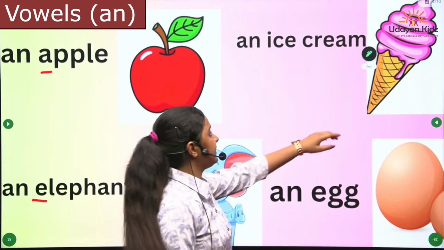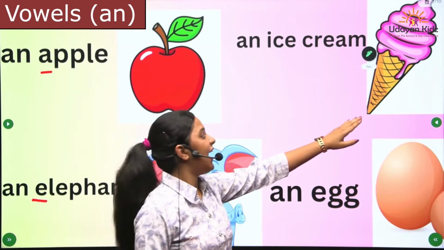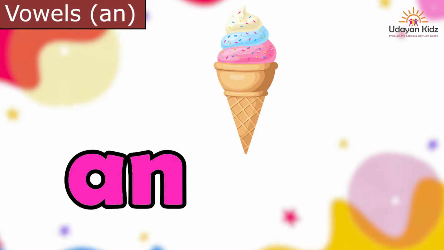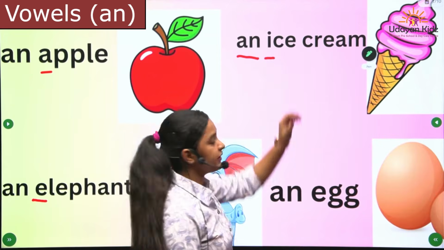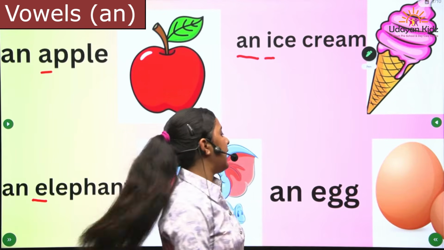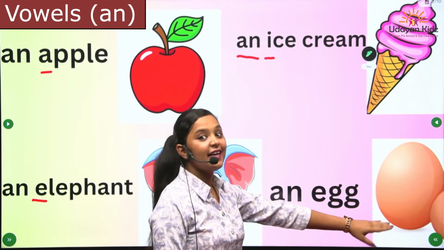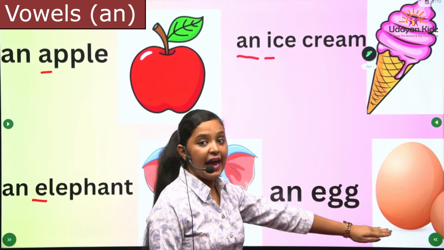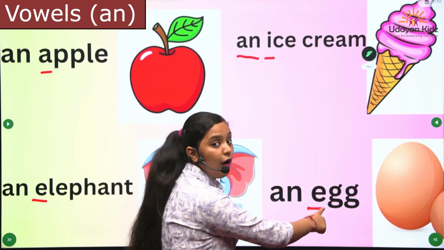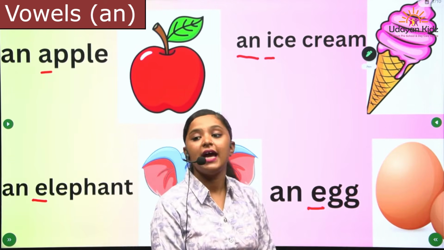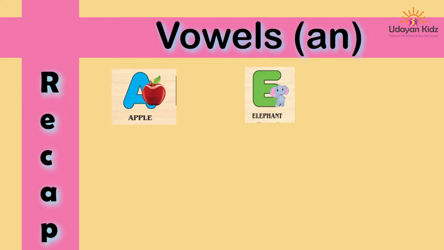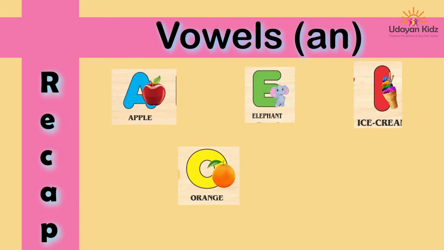And next is, yes, ice cream. We use AN here because it also begins with a vowel sound. I is the vowel here. And next is, yes, this is an egg. It also begins with a vowel sound, so we use AN here. A, E, I, O, U.